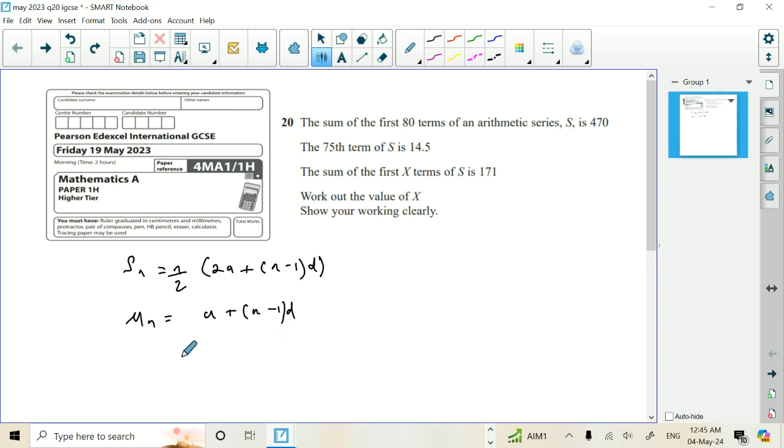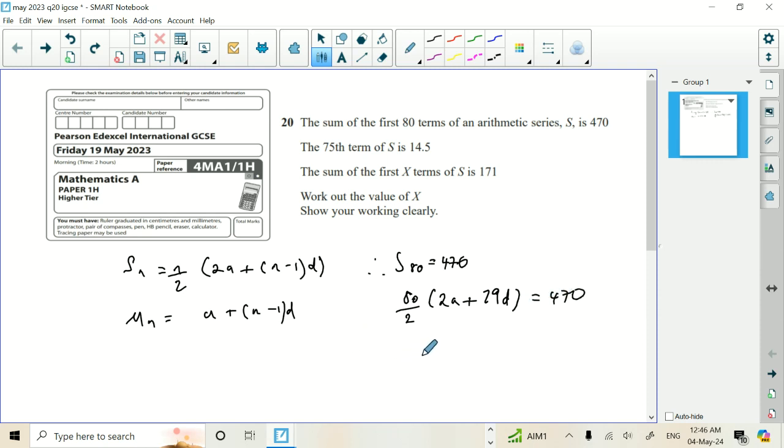So therefore, using that information, let's put the sum of the first 80 terms is equal to 470. Then we have 80 over 2, and of course then (2a plus (n minus 1)d), which is 80 minus 1, which will be 79d, and is equal to 470.